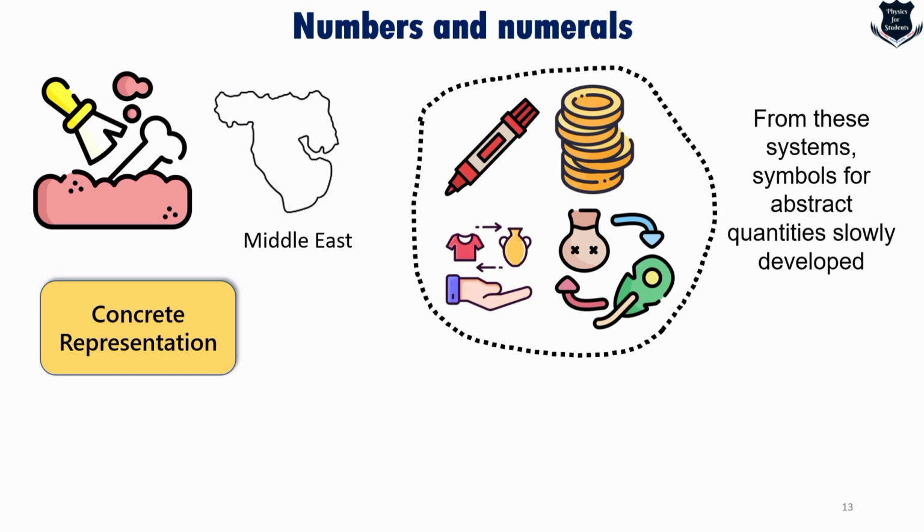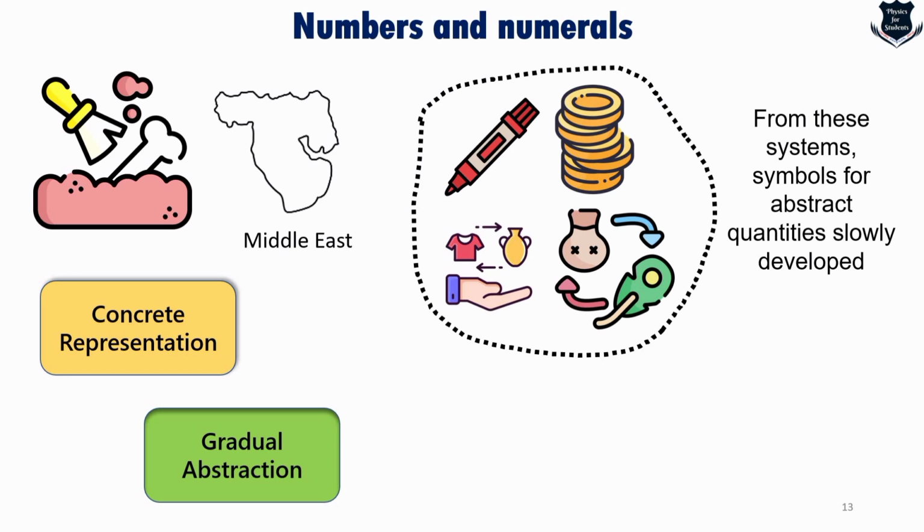That means these markers, tokens and counters directly represented tangible items or units being counted. For example, a stone or a brick might represent a sheep or a flock or a bushel of grain or something like that. Also, over time, as societies became more complex and trade expanded, there arose a need for a more abstract system of counting that could represent quantities beyond what could be physically represented.